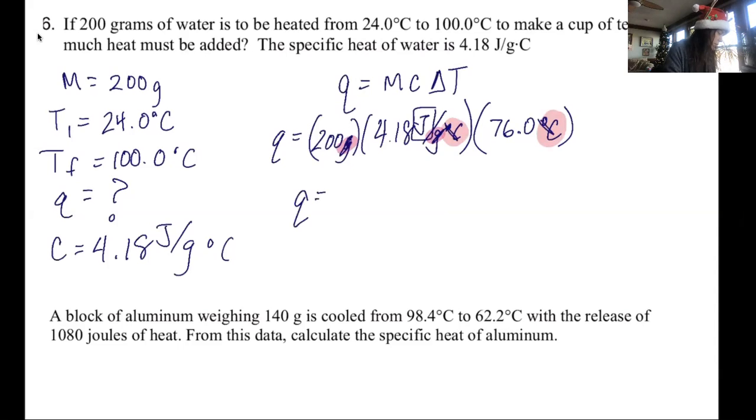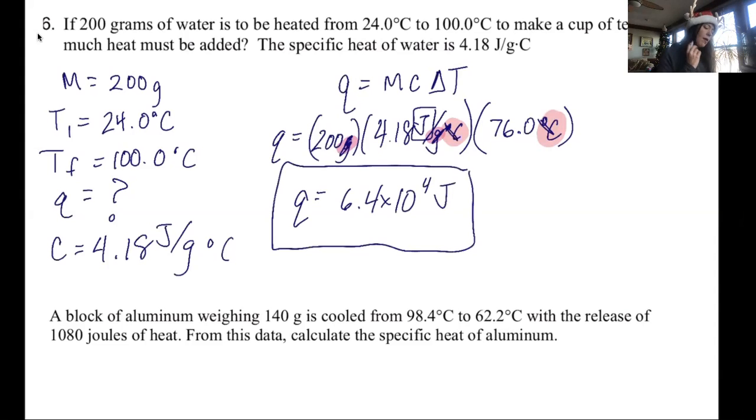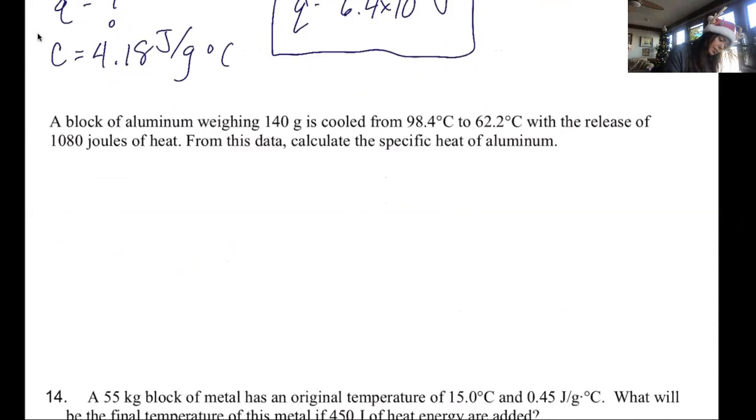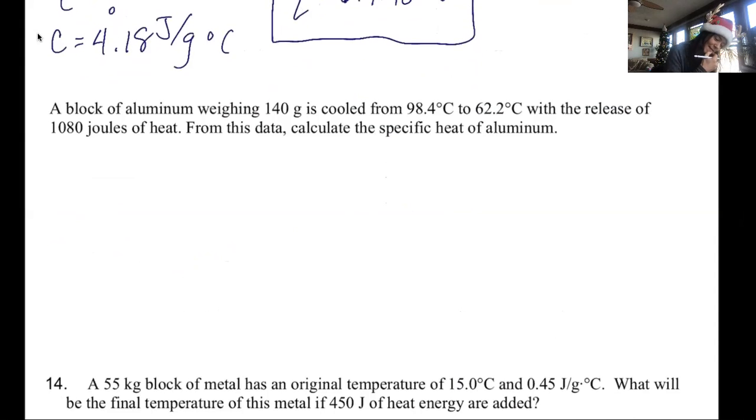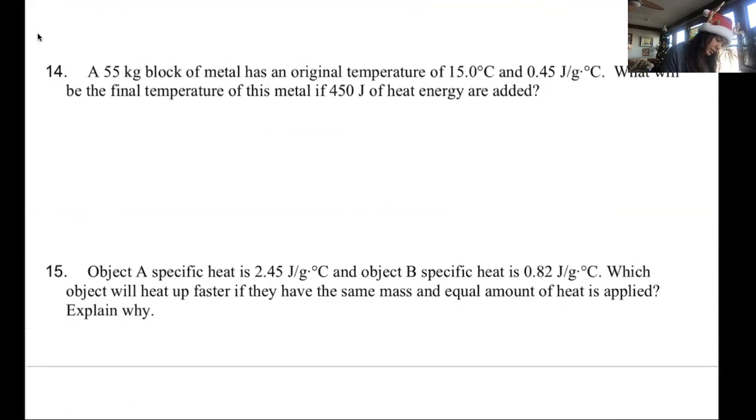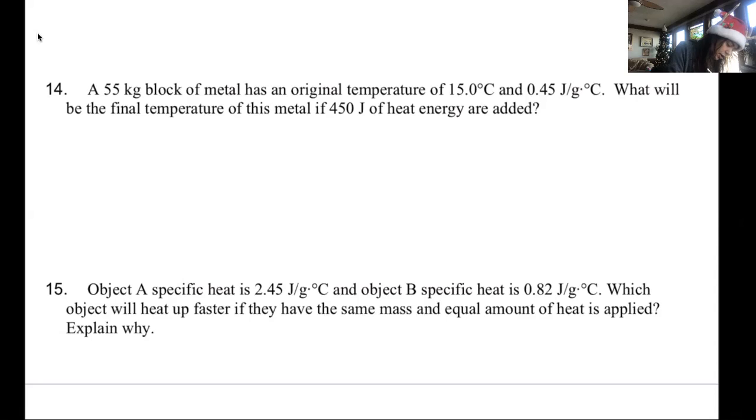Q equals 200 times 4.18 times 76. I will write 6.4 times 10 to the 4th. And that's joules of energy that must be added to raise the temperature of the tea. Last one. 55 kilograms, mass equals 55 kilograms, original temperature of 15.